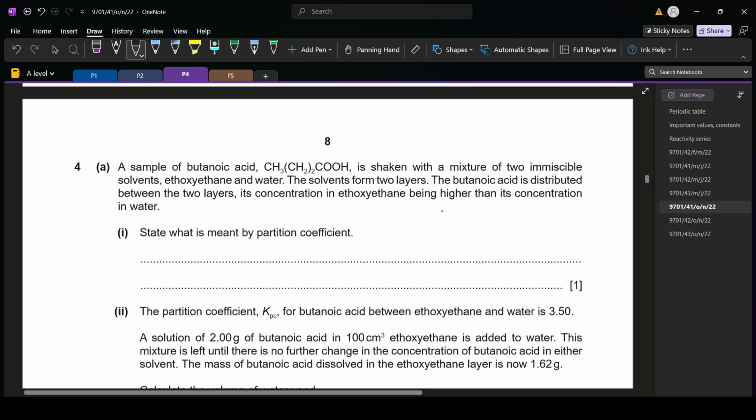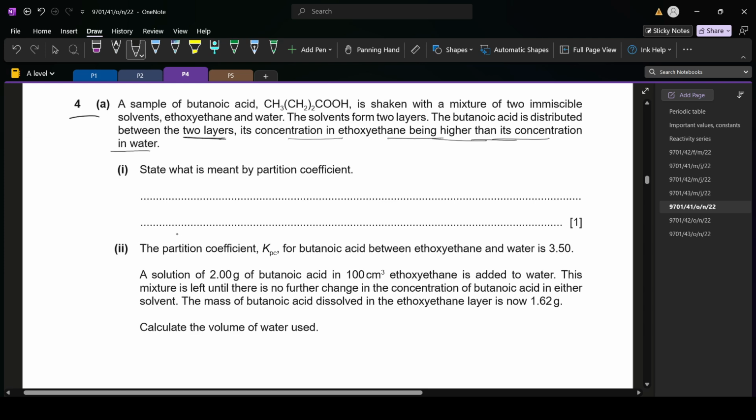Moving towards question number 4. A sample of butanoic acid is shaken with a mixture of two immiscible solvents, ethoxyethane and water. The solvent forms two layers. The butanoic acid is distributed between the two layers, its concentration in ethoxyethane being higher than its concentration in water. State what is meant by partition coefficient.